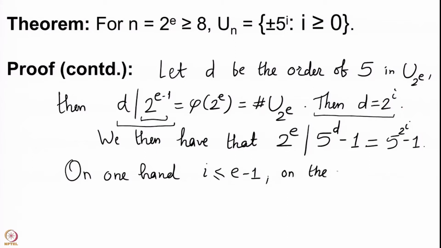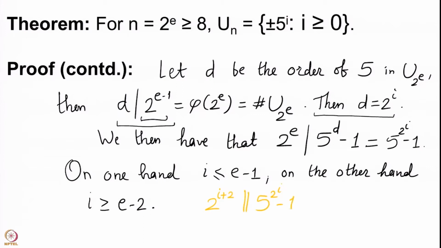On the other hand, I has to be bigger than or equal to e minus 2. This is because we know that the exact power of 2 that divides 5 power 2 power I is 2 power I plus 2. This is the exact power of 2 which divides this. If you want this to be 2 power e, then I plus 2 is e and therefore I is e minus 2.